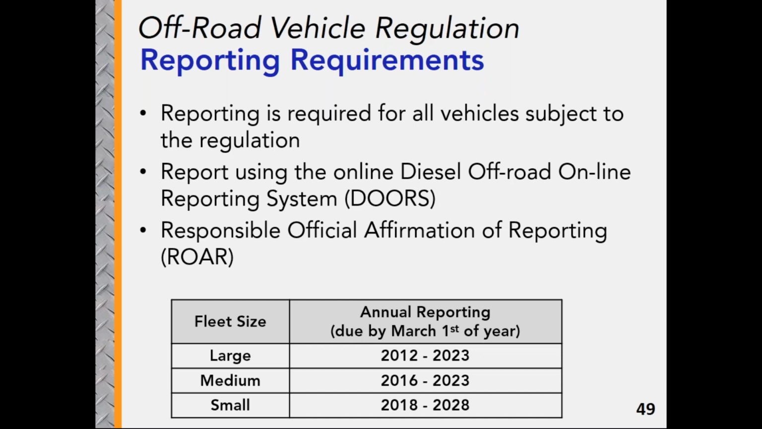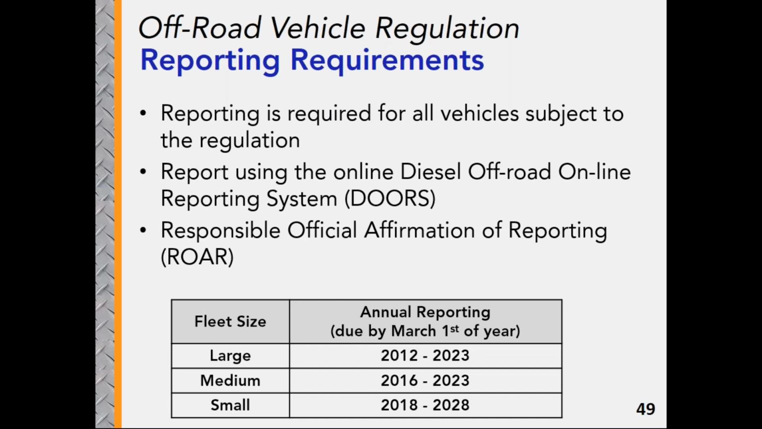If you have all of your vehicles initially reported, you don't have to go and add those vehicles again every year, but you do need to annually certify that there have been no changes or update if there are changes. The annual reporting that's required is required for every fleet size, and it's called the Responsible Official Affirmation of Reporting, or ROAR. If you have anything to update, this is when you make sure that it's updated in your account. The person that's ultimately responsible for the fleet should go in every year and certify that the information that's in the DOORS system is correct.